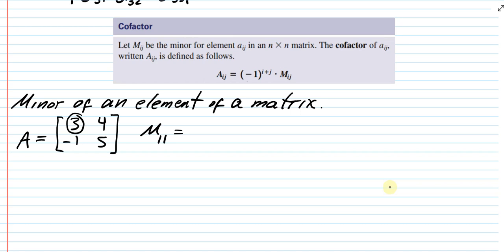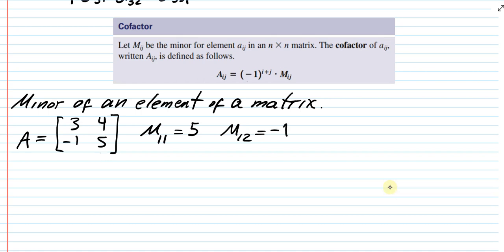That we obtain by deleting the row and the column in which that element appears. Notice when I say delete, I literally mean you remove it. Delete the row and column, and what remains is a 5. So in my 2 by 2, the minor of 3 is 5 in that position. Okay. What is the minor of 4? 4 is in the first row, second column, right? You delete the row and the column in which 4 appears. The minor of that is -1.